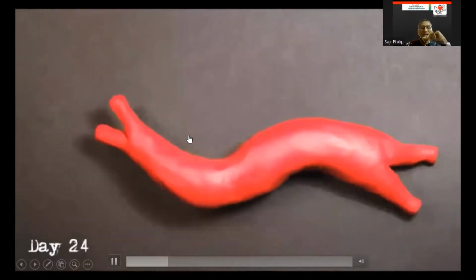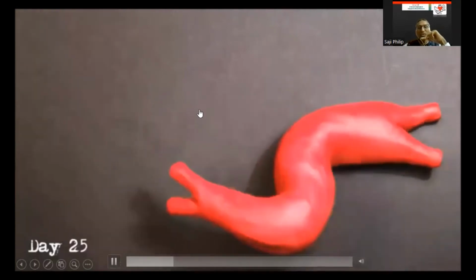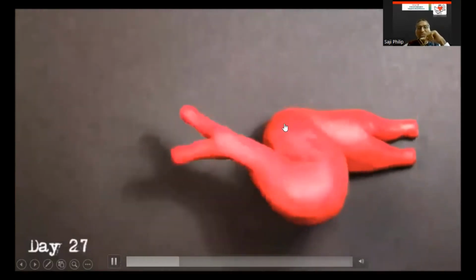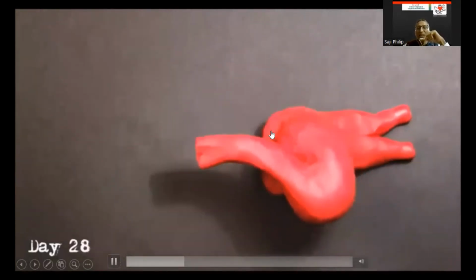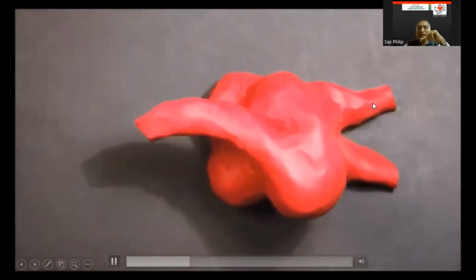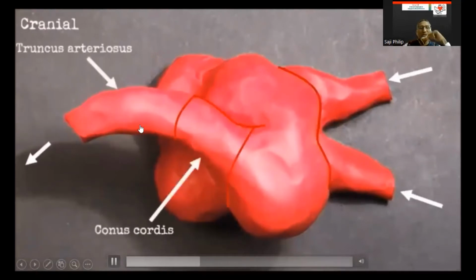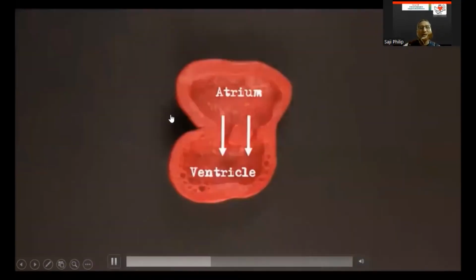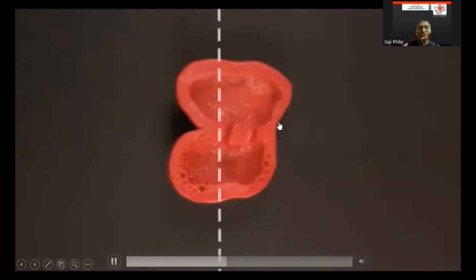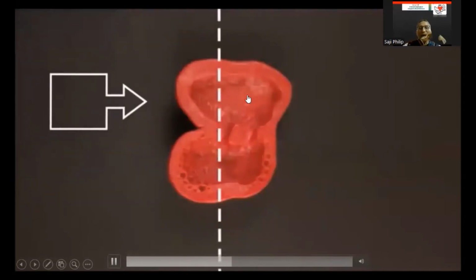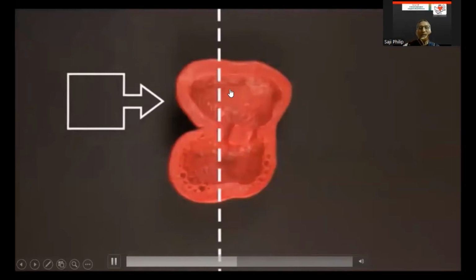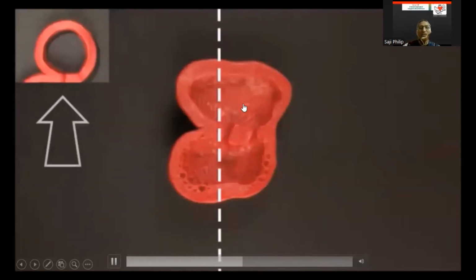And within 3 weeks, that is 21 days to 24 days, this cardiac tube will rotate and form the caudal end, the SVC and IVC, and the upper portion will be the truncus. And this truncus will be further divided into the aorta and the pulmonary artery. Look at this, the sagittal section of the 2-chamber heart with the 2 AV valves, and this 2-chamber heart will be divided further into 4 chambers.